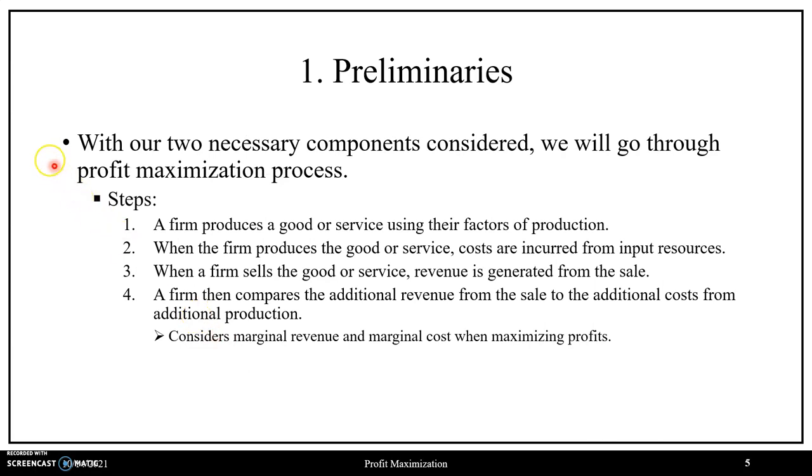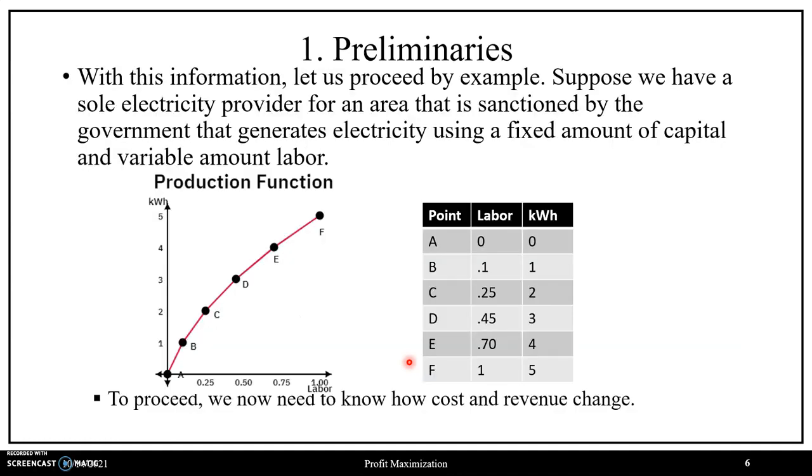So, with our two necessary components considered, we will go through the profit maximization process similar to what we did with the competitive firm. A firm produces a good or service using their factors of production. When the firm produces the good or service, costs are incurred from input resources. When a firm sells the good or service, revenue is generated from the sale. A firm then compares additional revenue from the sale to the additional cost from additional production, such that in the profit maximization process, a firm considers marginal revenue and marginal cost and compares the two, since they are making a marginal production decision. So, with this information, let us proceed by example.